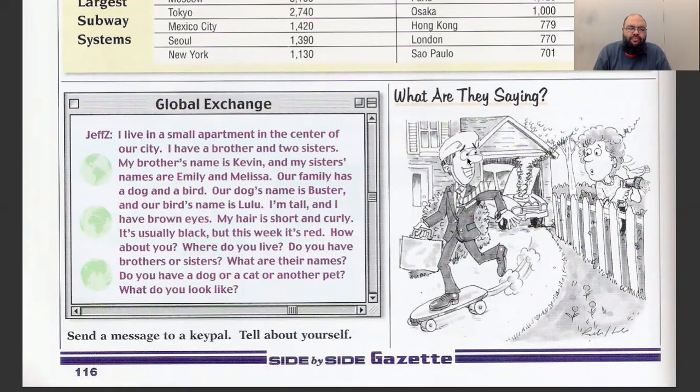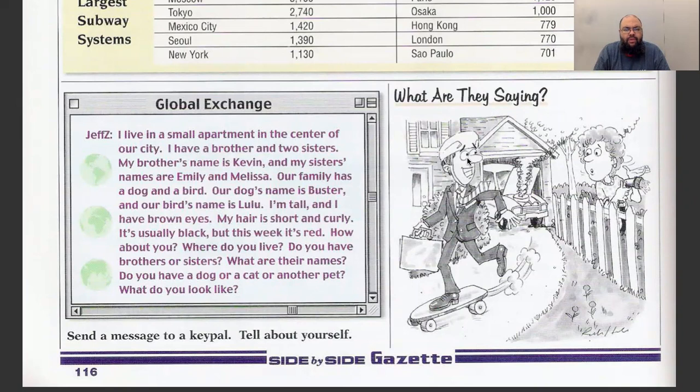Global exchange. I live in a small apartment in the center of our city. I have a brother and two sisters. My brother's name is Kevin, and my sisters' names are Emily and Melissa. Our family has a dog and a bird. Our dog's name is Buster, and our bird's name is Lulu. I'm tall, and I have brown eyes. My hair is short and curly. It's usually black, but this week it's red.